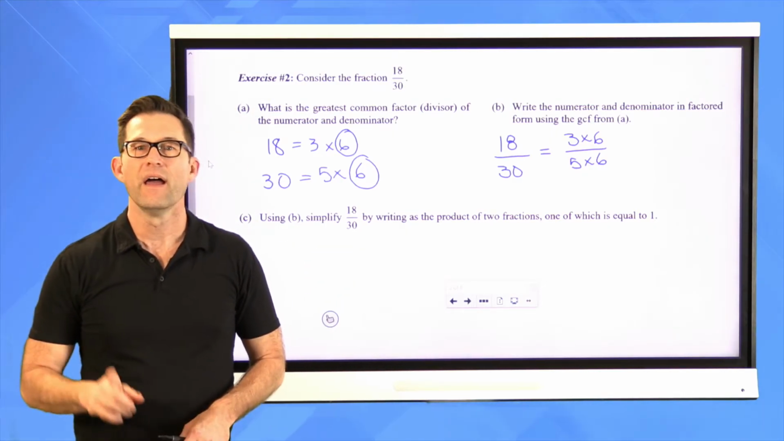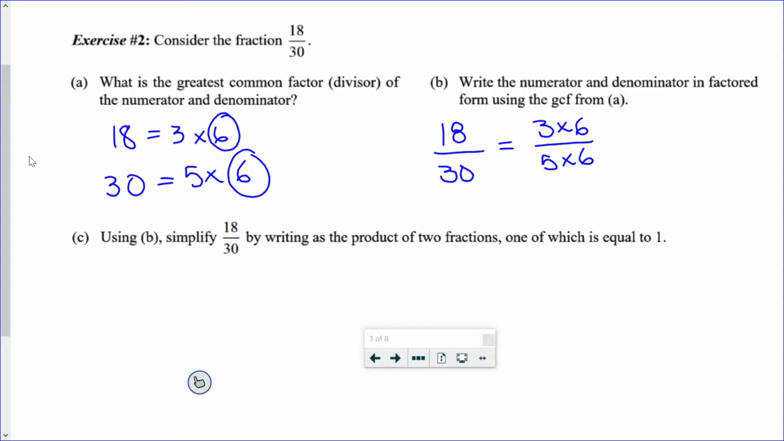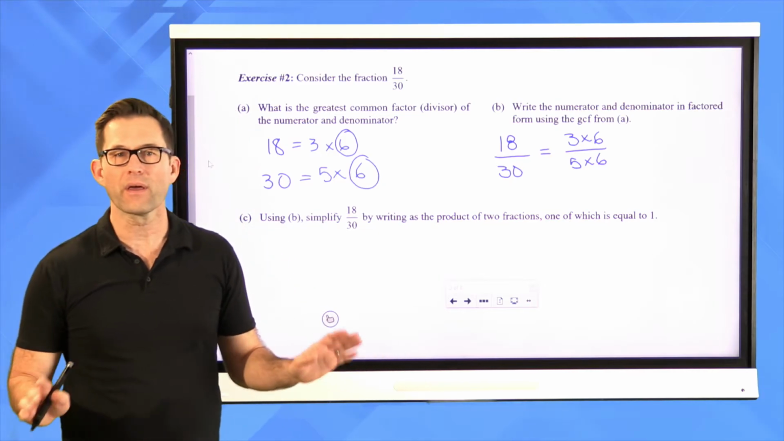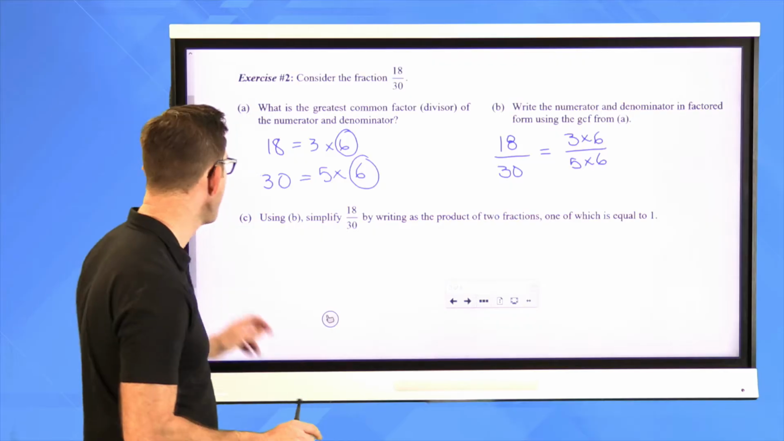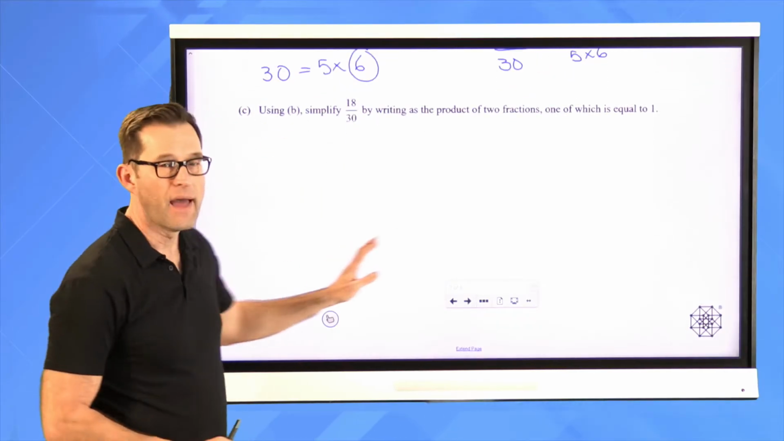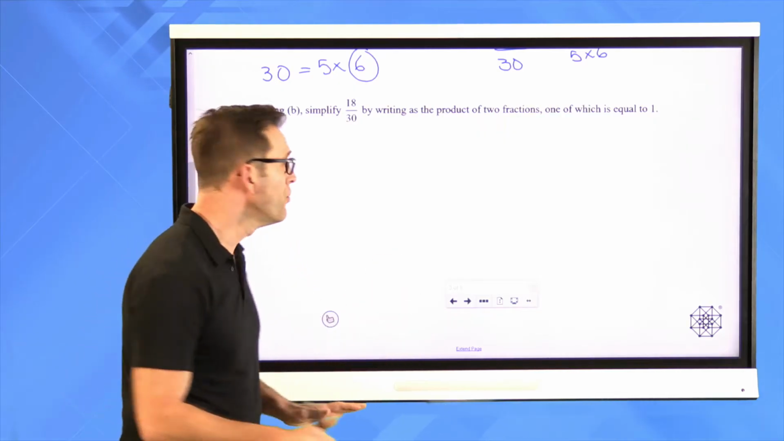All right? Now, the final part of this problem, letter C. Using B, simplify 18 over 30 by writing it as the product of two fractions, one of which is equal to 1, right? Now, this is important. Before we do this, I want to remind you of something that's critically important that some of you may have forgotten. And it really hinges on the rest of what we do today, which is how you multiply fractions.